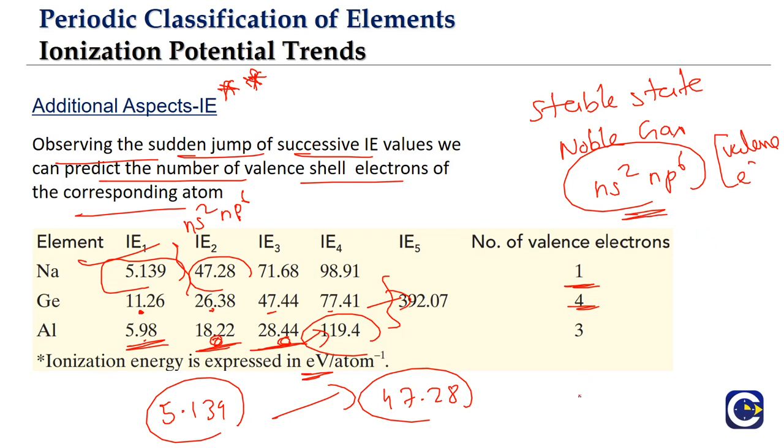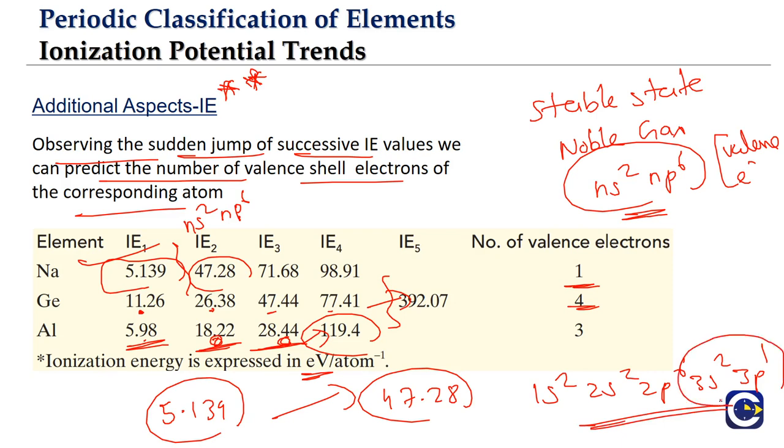In fact, if you actually look at it, what is the aluminum arrangement? 1s2, 2s2, 2p6, then 3s2, 3p1. This is the aluminum structure. So if you remove the 3 electrons, what are you getting to? 1s2, 2s2, 2p6. This is a stable structure, the 2s2 2p6 structure in the valence orbit. So for aluminum, what will be the number of valence electrons? It is 3.